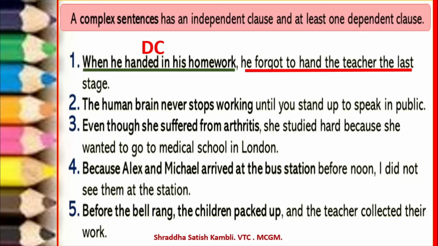That is, when you stand up to talk in front of many people, you are tongue tied, you do not get any words. So that is what the sentence is trying to tell you. The human brain never stops working until you stand up to speak in public. So this, until you stand up to speak in public, is the dependent clause. No complete meaning, right? But the human brain never stops working has got complete meaning.